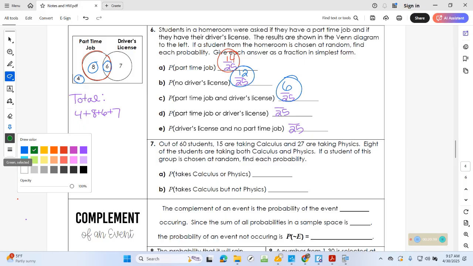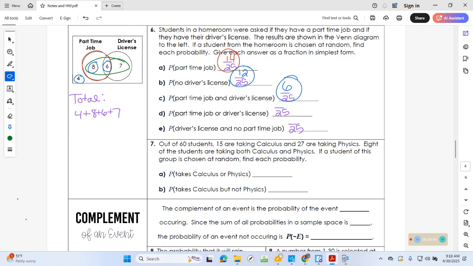Part-time job or a driver's license. 21. How did you get 21? 21's right. Yep, it's all of those. 8 plus 6 plus 7, 21. See, this is why I don't think you need me to do every single one of these. This is so easy. Driver's license and no part-time job. 7. Does 7 out of 25 reduce? No. Okay, we got it.